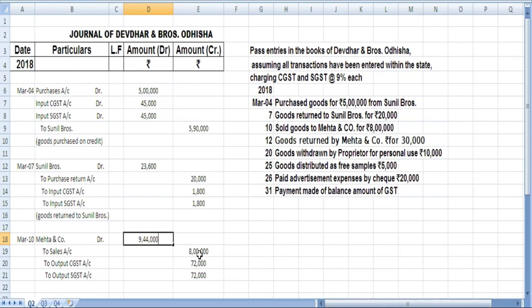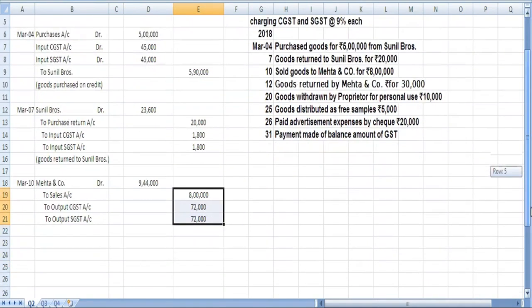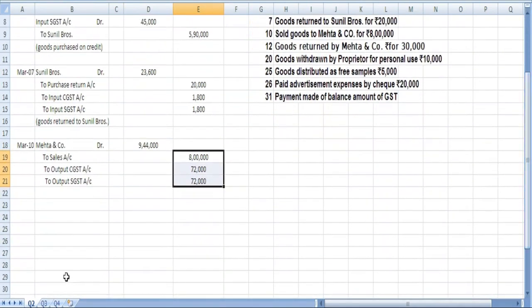9,44,000. Next we have is March 12. Before that we will write the narration: goods sold on credit. Then we have is March 12.